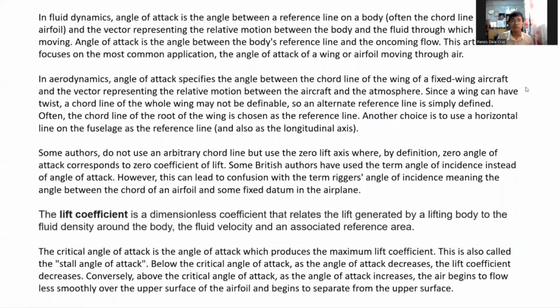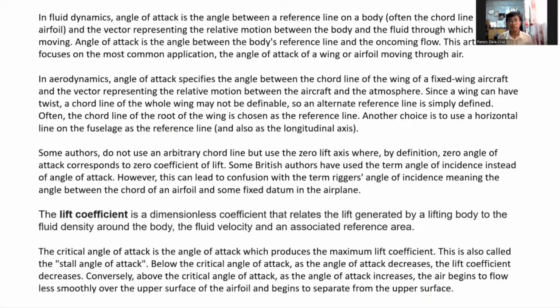In fluid dynamics, angle of attack is the angle between a reference line on a body, often the chord line of an airfoil, and the vector representing the relative motion between the body and the fluid through which it is moving. Angle of attack is the angle between the body's reference line and the oncoming flow. This article focuses on the most common application, the angle of attack of a wing or airfoil moving through air.